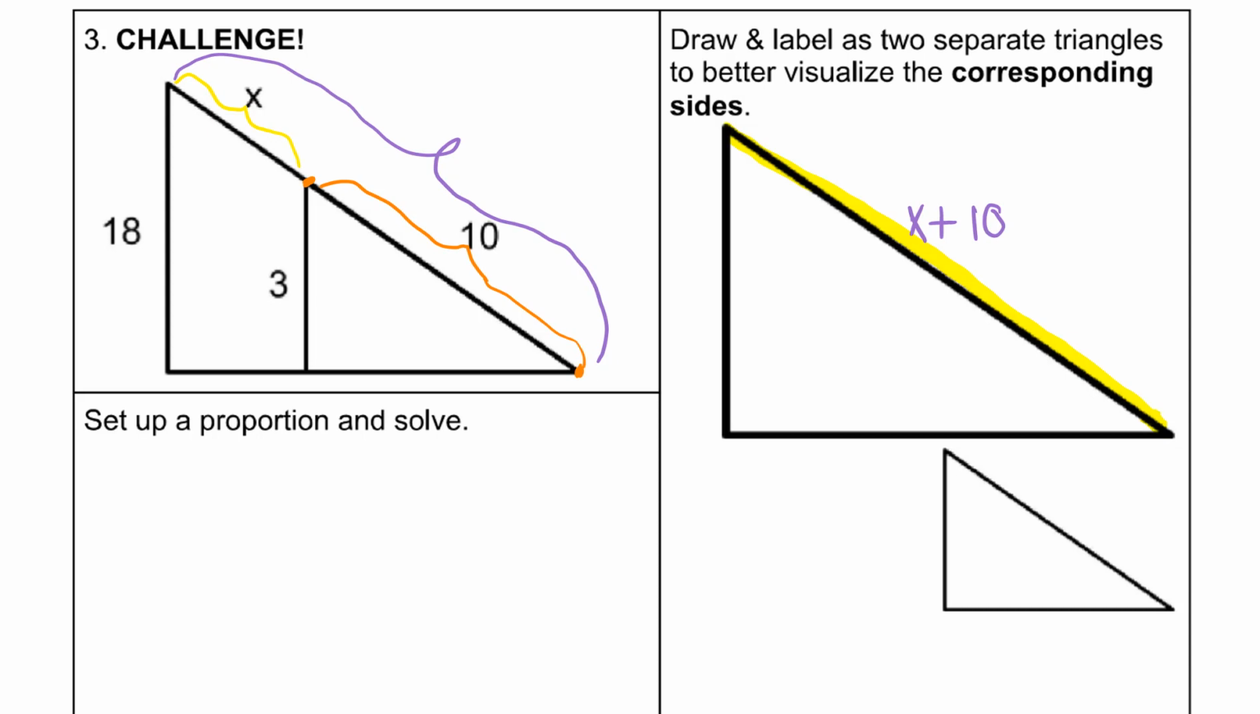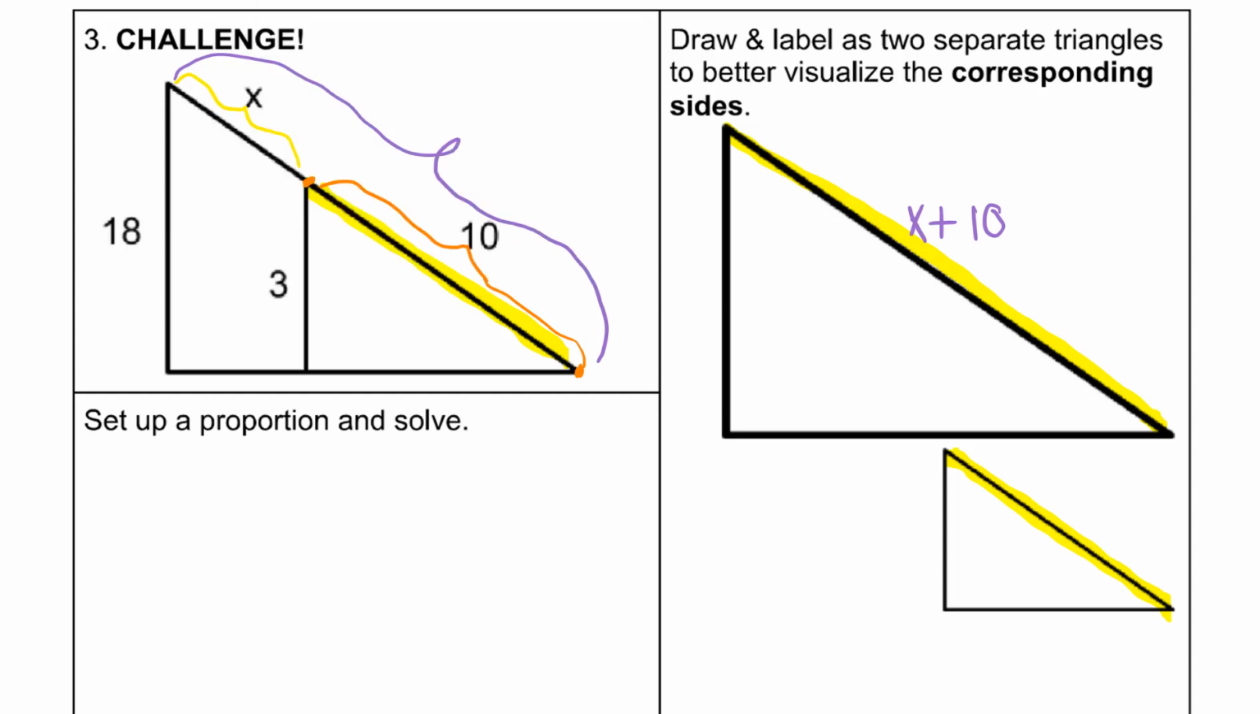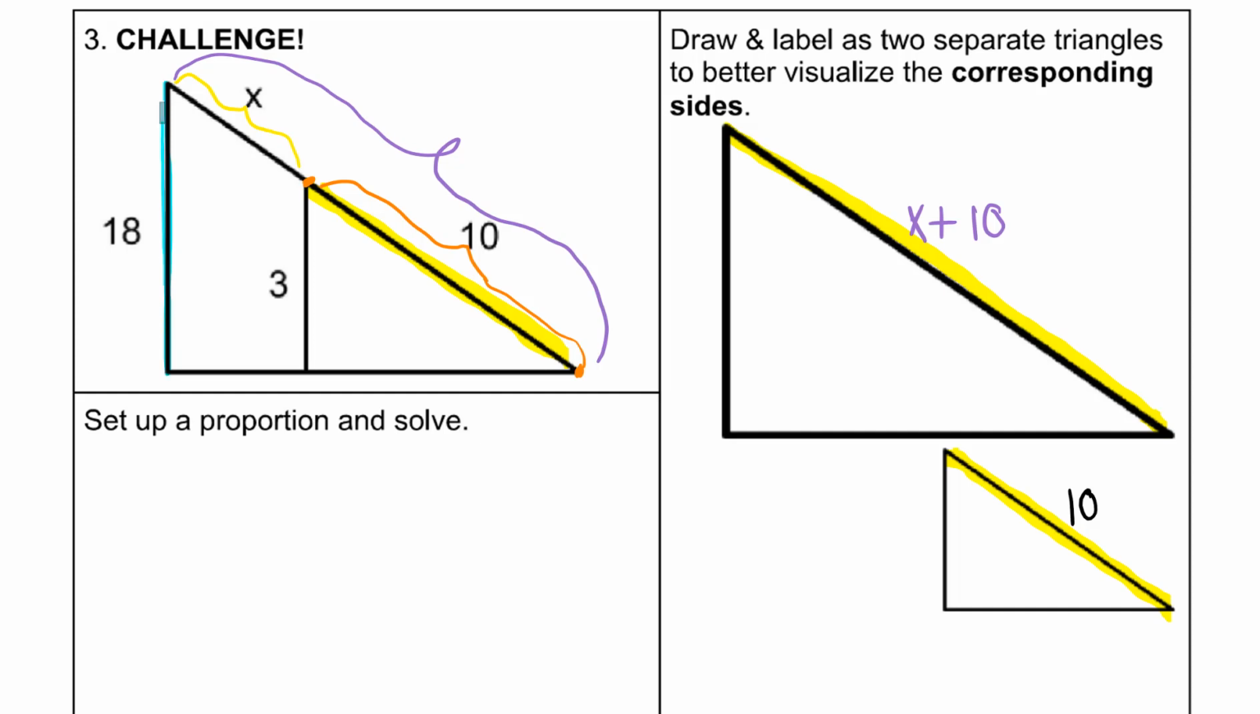Now the side x plus 10 corresponds to the side in the same orientation of these triangles, and that would be the side right here between these vertices. So the side on the smaller triangle, that is 10. So the corresponding side on the smaller triangle to x plus 10 is just 10. Now let's take a look at our other corresponding sides. We have 18 on the larger triangle, which is this left side, and we have 3 on the smaller triangle.